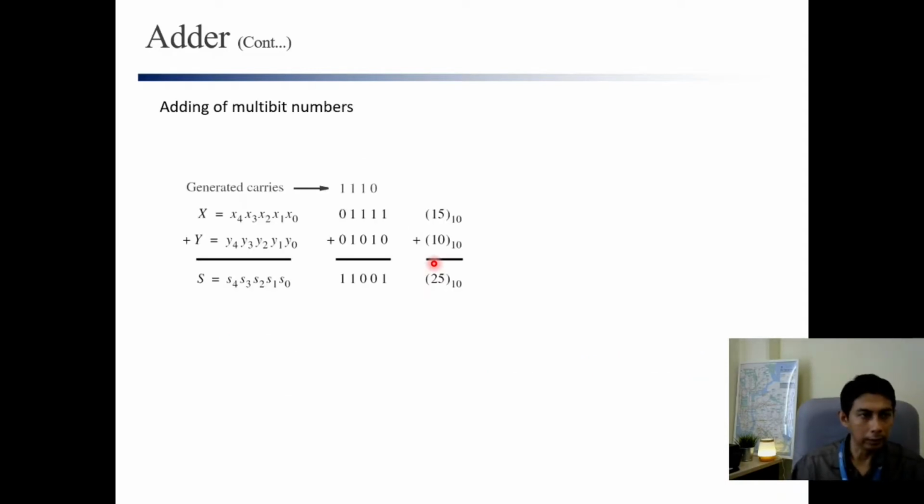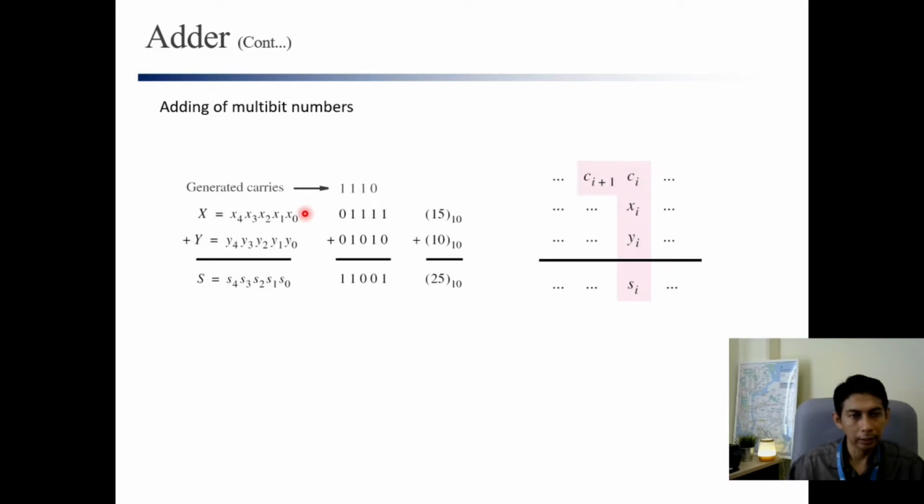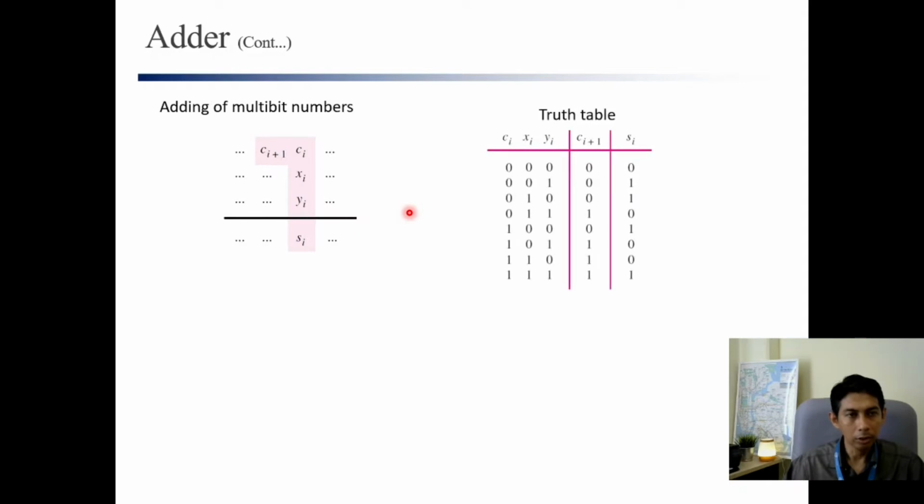Okay, so this is an example of multi-bit numbers. When we add multi-bit numbers, this cannot be done using a half adder, because we need an extra bit, the carry from the previous addition, C, to add to the current addition. So you need at least three inputs. To do that, we will have what we call a full adder.